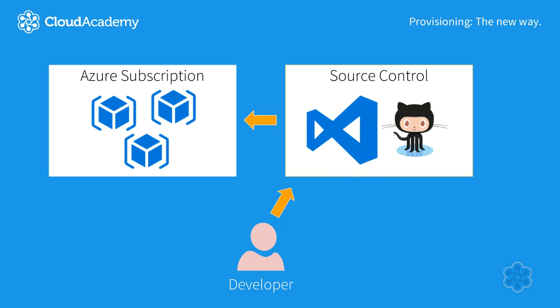A couple of different source control options you have are Visual Studio Team Services, formerly known as Visual Studio Online, as well as the popular GitHub service, which Microsoft and many other vendors have adopted.